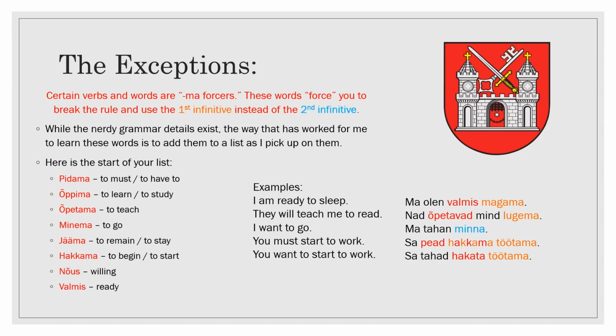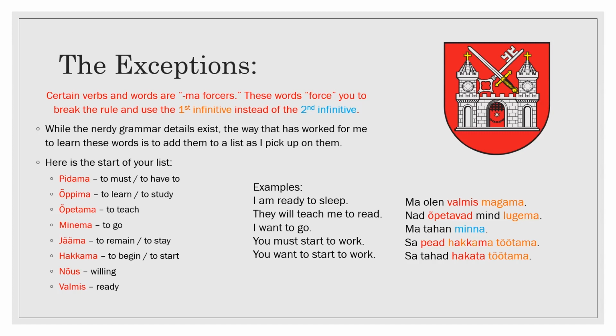That's the exception. This next sentence: they will teach me to read. Not "õpetavad" means "lugema". Same thing going on here. We have "õpetavad", which is our MA forcer here, "õpetama", to teach, and that is forcing the next verb in the sentence to become the first infinitive instead of the second infinitive. That next verb in the sentence is to read, and the first infinitive form of to read is "lugema". That's why the sentence is the way it is.